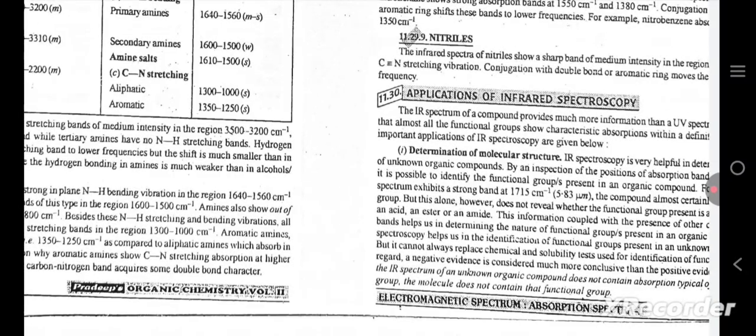Nitriles. The infrared spectra of nitriles show a sharp band of medium intensity in the region of C≡N stretching vibration. Conjugation with a double bond or aromatic ring moves the frequency.